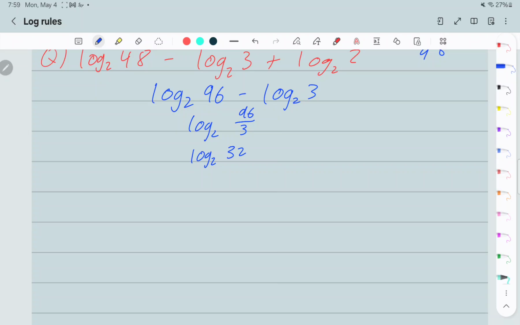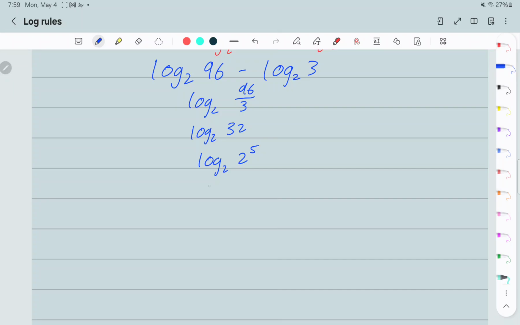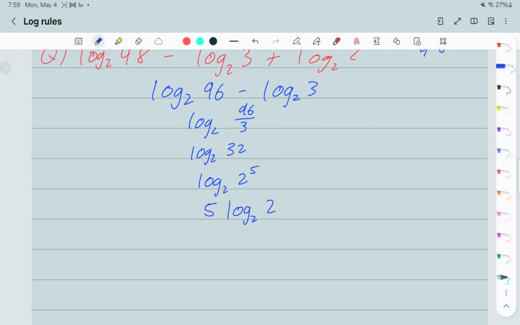Now, you may think the question is over, but remember, we can still apply one rule. Why? Because we can simplify 32 into a power of 2. 32 can be written as 2 to the power of 5. Now, we know the power rule, so we apply it, and it's going to be 5 log 2 of 2. And we also know that when the base and the argument are the same, it's going to be 1. So it's 5 multiplied by 1, and your final answer is 5.